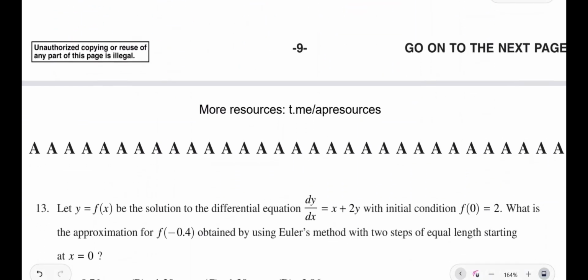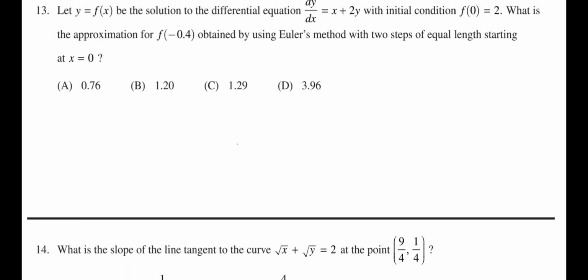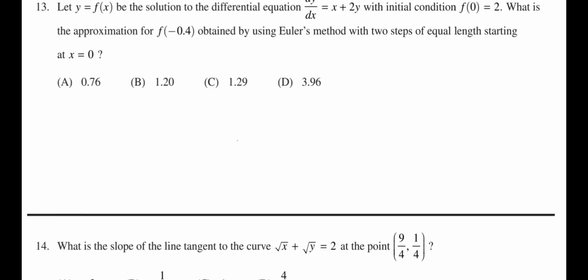All right, so now number 13. Let y equals f of x be the solution to the differential equation dy dx is equal to x plus 2y with the initial condition that f of 0 is a 2. What is the approximation for f of negative 0.4 obtained by using Euler's method with two steps of equal length starting at x is equal to 0?